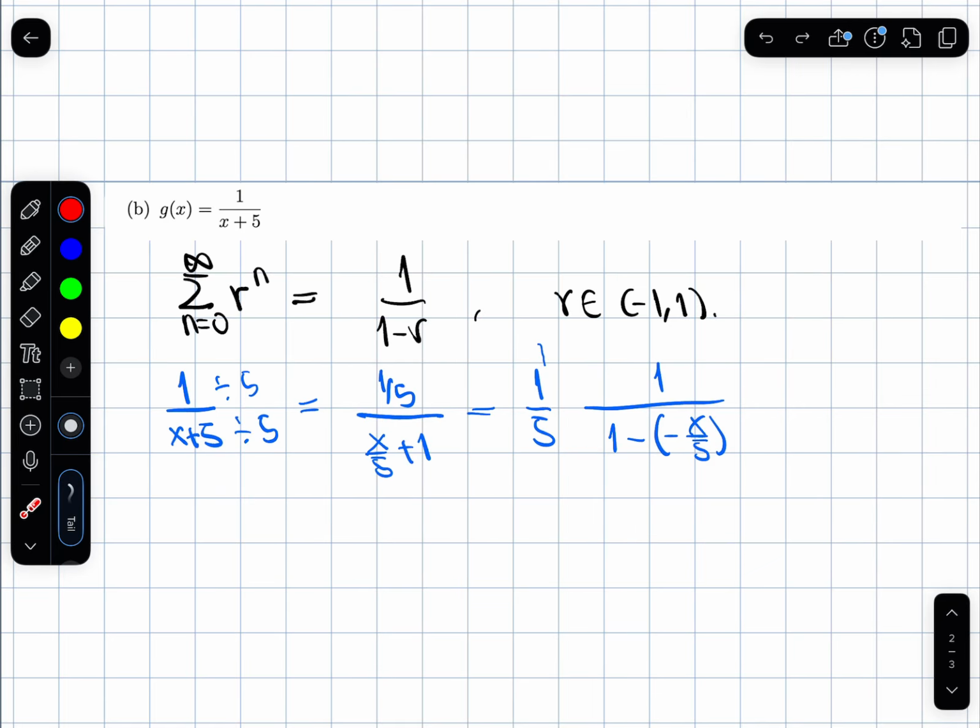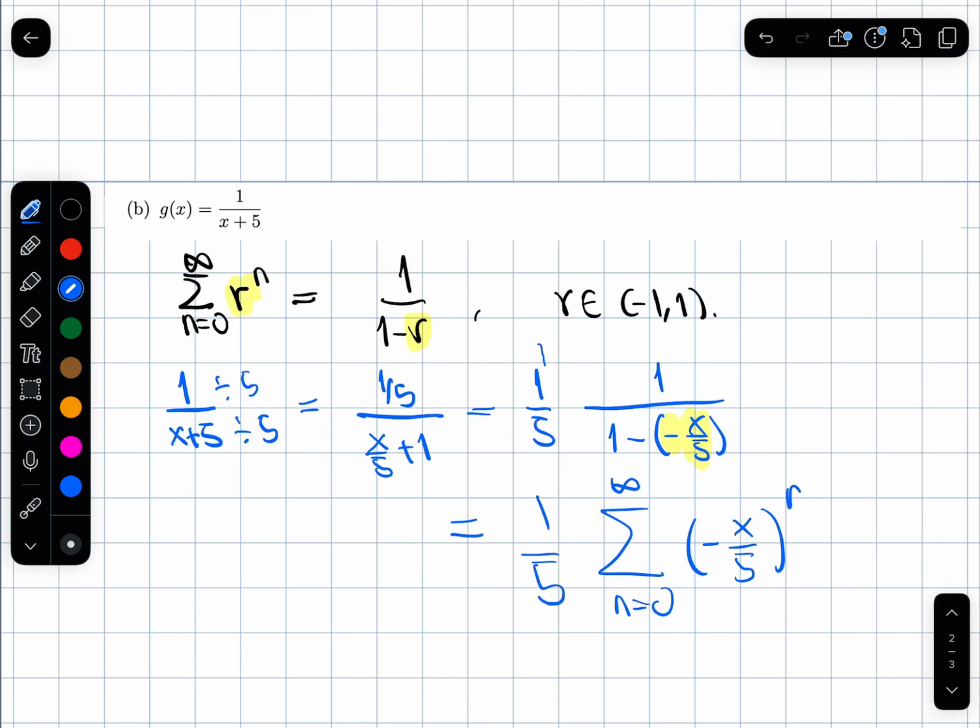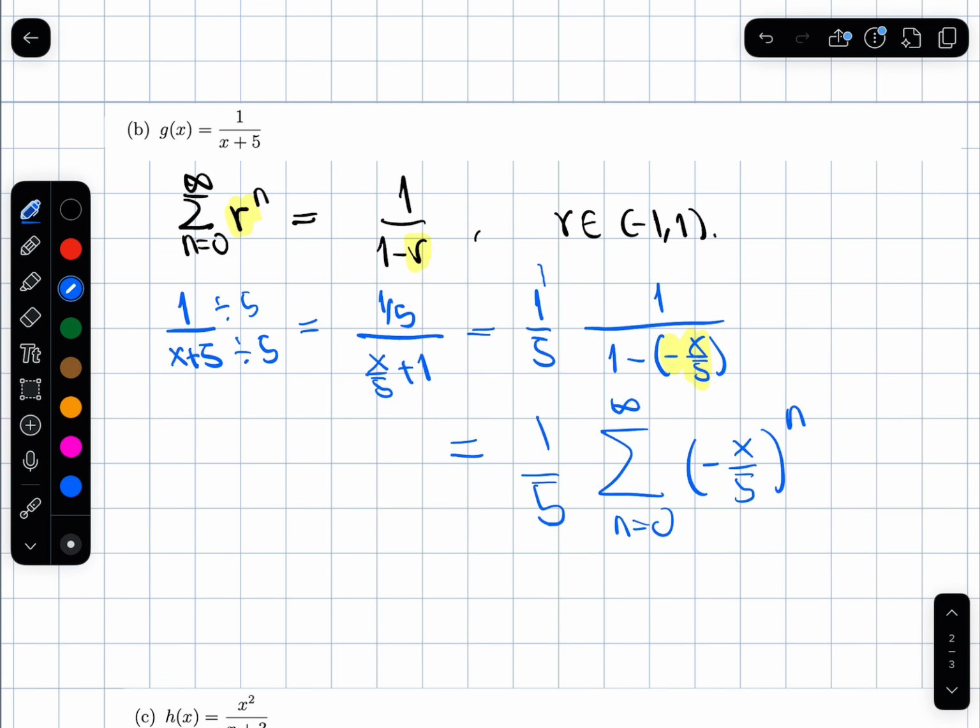And then this 1 over 5 I will ignore, but this is exactly what I need with the ratio being negative x over 5. So replace this as the ratio, and then that will become 1 over 5 times the sum n equals 0 to infinity of minus x over 5 to the power n, like so. Again, I'll use a little bit of algebra like I did before to get -1 to the power n, 5 to the power n, and x to the power n, right?